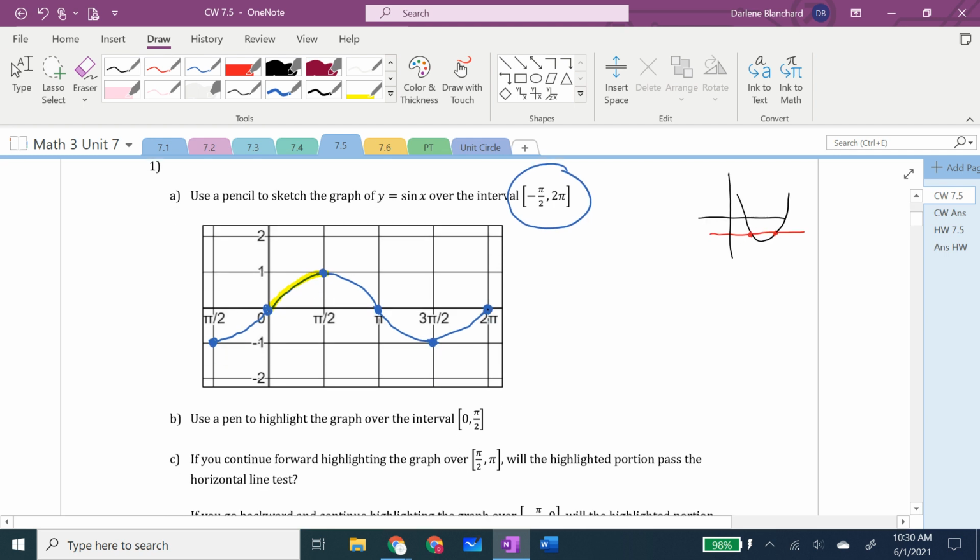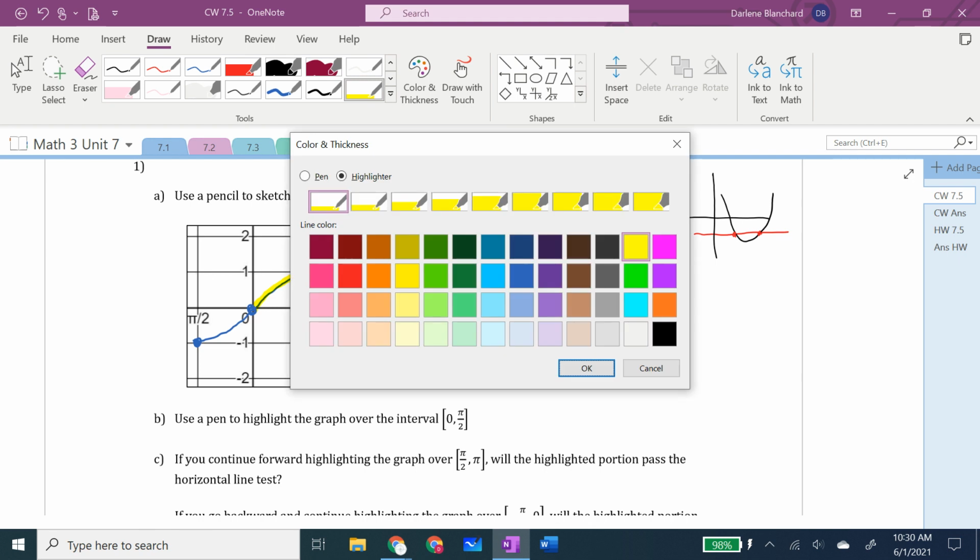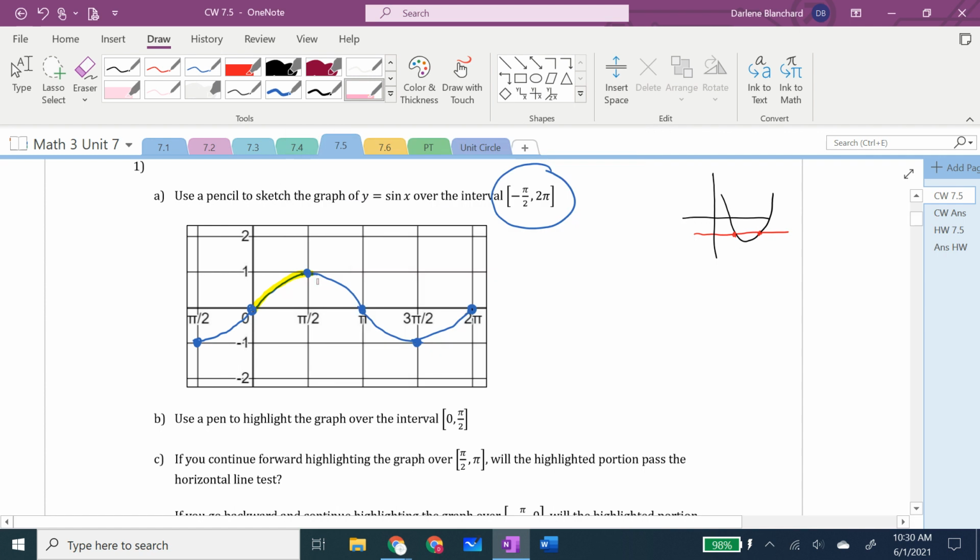So part C is asking, if you continue forward, highlighting the graph from pi over 2 to pi, and I'm going to change color on that, will I pass the horizontal line test? And hopefully you realize the answer is no.